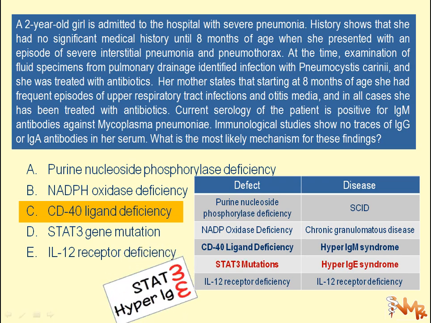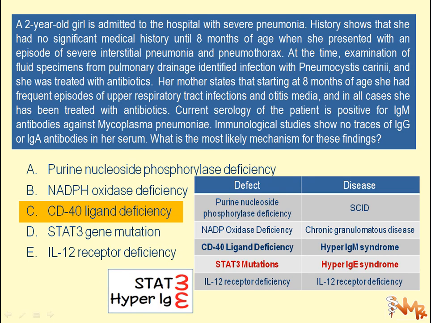This gives you a heads-up mnemonic for what comes next. Just to know, STAT3 mutation goes with hyper IgE: you turn around the letter E, you're going to make the number 3. So that gives you a light mnemonic to use later.